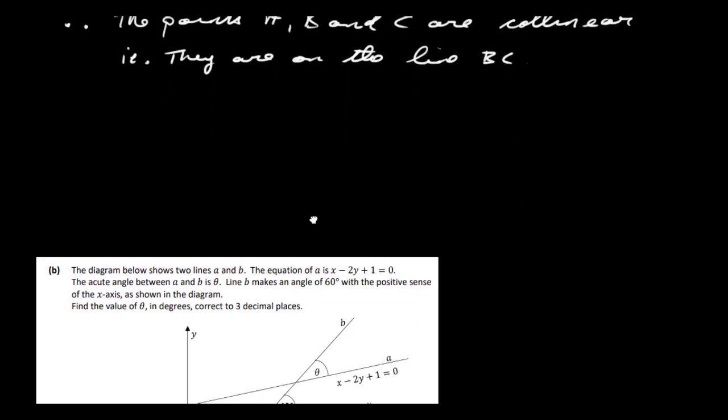Let's have a look down here at part B. So we have a diagram here and it shows 2 lines A and B. So this is A here and this is B. The equation of A is x minus 2y plus 1 equal to 0. The acute angle between A and B is theta. And the line B makes an angle of 60 degrees with the positive sense of the x-axis as shown in the diagram. So we have 60 degrees down here. Find the value of theta, so that we want to find the angle between these 2 lines here.